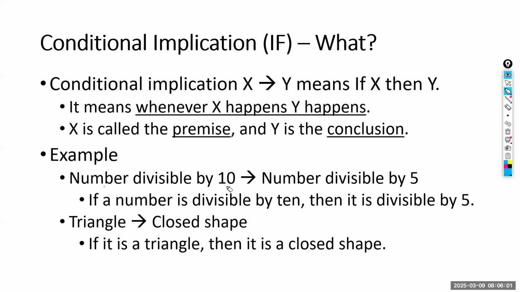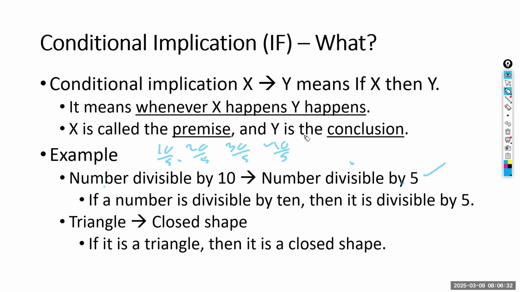Number divisible by 10 implies number is divisible by 5. Is it correct? So this means whenever this happens, this happens. If a number is divisible by 10, like 10, 20, 30, 40, then the number is divisible by 5 also. Yes, right? 10 is divisible by 5, 20 is divisible by 5, 30, 40. So therefore, this statement is correct.